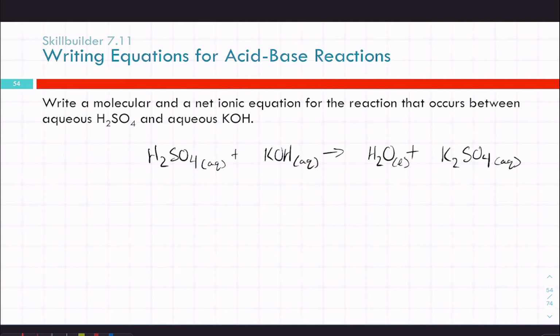Before that, though, we can look at, well, if we look at sulfate, that's balanced. And we don't want to balance hydrogen yet. So potassium is the next best candidate. So we need 2 KOH, potassium hydroxides. So we have 2 potassiums on either side.